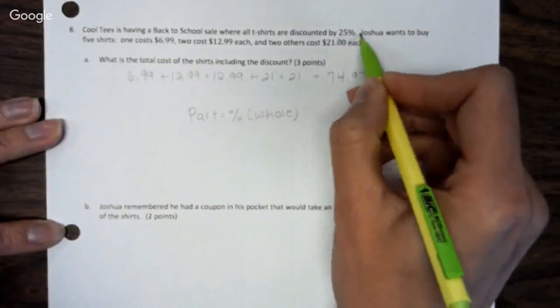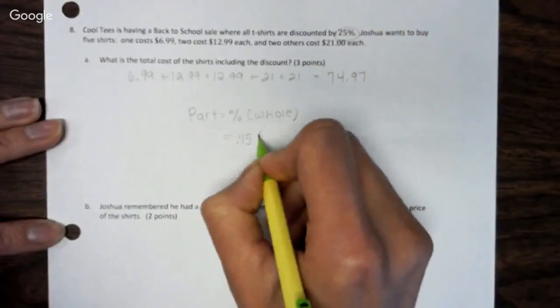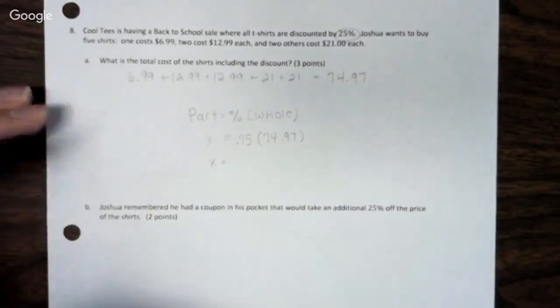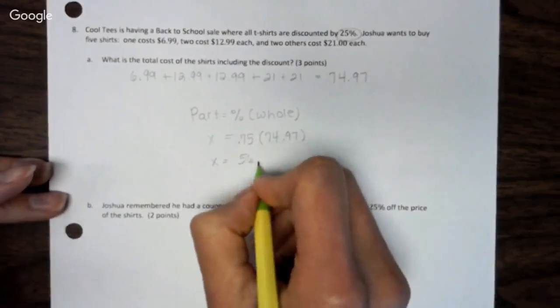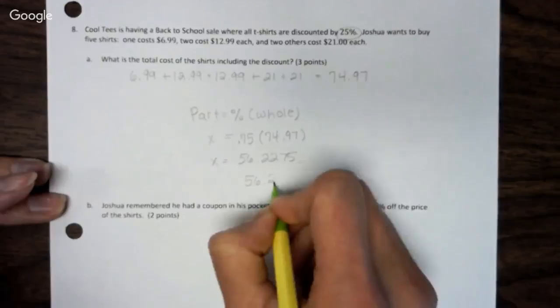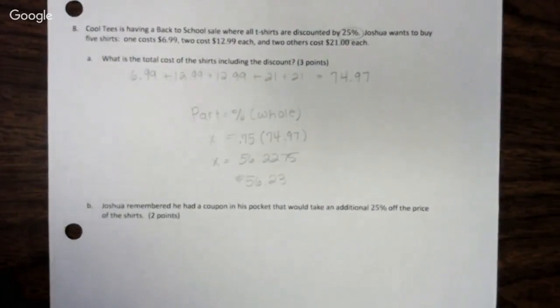It's being discounted by 25%, which means you're paying 75% of the $74.97. So with the discount, the cost would be $56.2275. Now you can round that to $56.23. You don't have to discount each t-shirt. You can actually find the total like we did here.